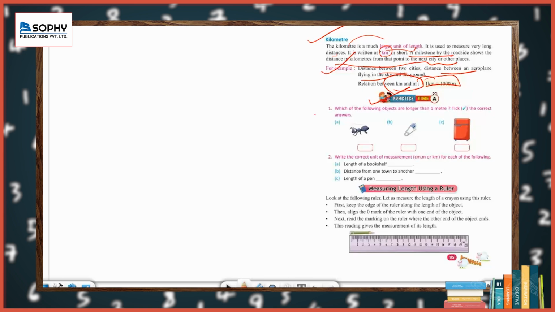Practice time, students. In the first one, which of the following objects are longer than 1 meter? You have to choose the correct answer. Very good, students, that is option C. In the next one, we have to find the correct unit of measurement for each of the following. Length of a bookshelf. Very good, students, that is in centimeter.